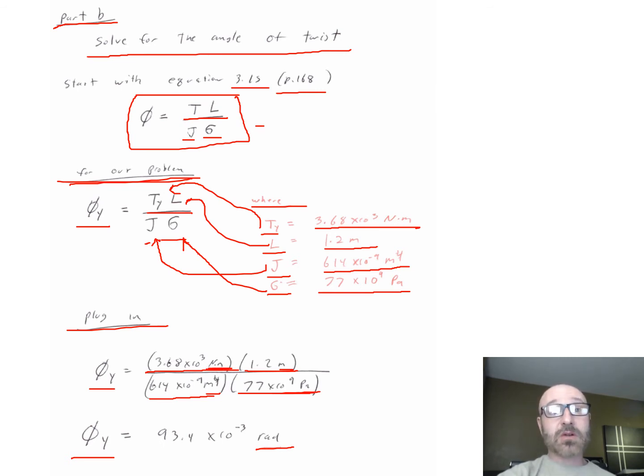Newton meters, meters to the fourth, pascals. What is a pascal? Put those values in. Cancel out everything that cancels out. See what you're left with, and is that what you would expect for the variable that you're solving for? In this case, yes, it is. We want this in radians. When we do our math out, we end up with 93.4 times 10 to the negative third radian.